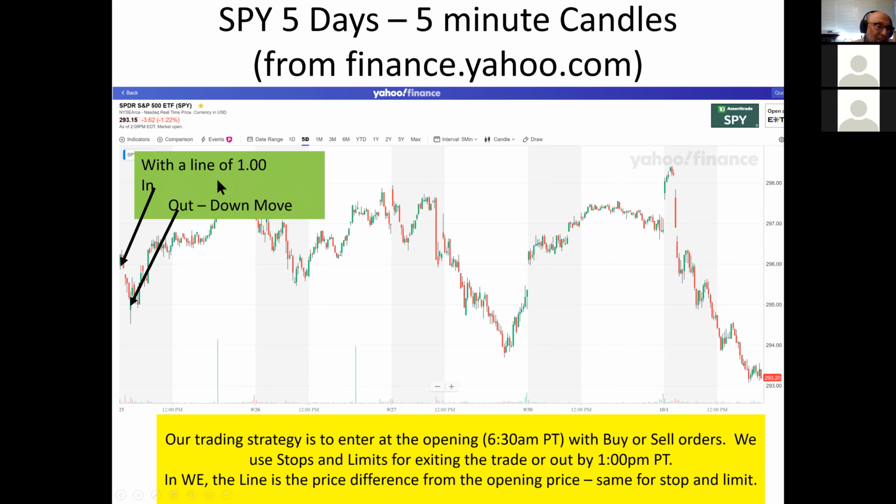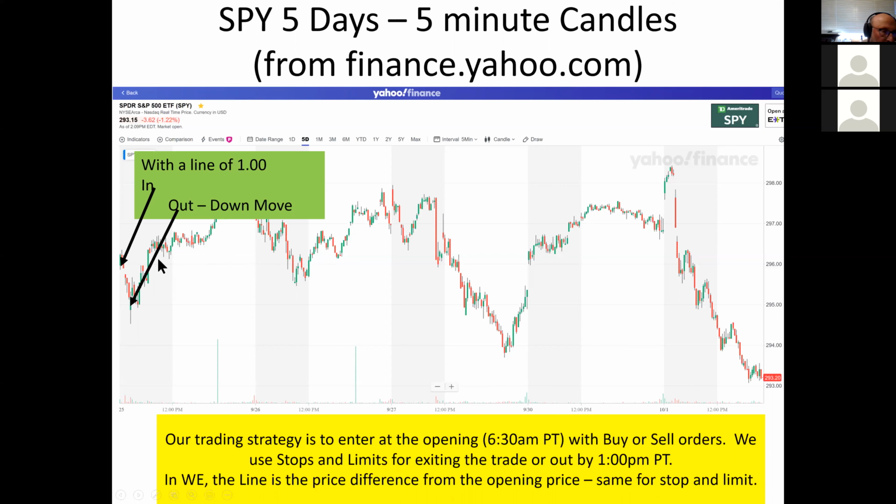So let's say, and we always show what we call a line, which is the price distance from the opening price for the stop and for the limit. We use the same thing. So here's an example with the line of 1, and we're going to use that in the rest of my presentation. We're going to assume the line is 1. I actually vary it based on volatility and stuff like that. Some people don't. They might always use a 1. But the line will always be given to you.